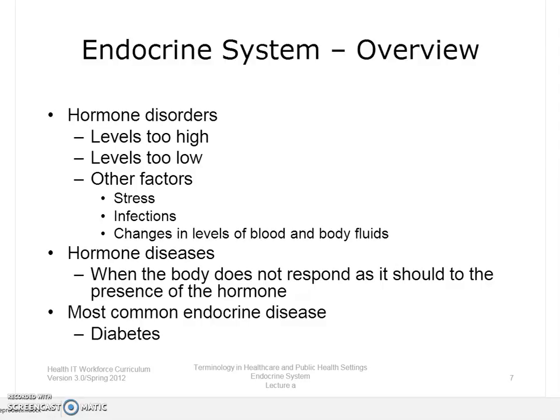Hormones are powerful. Having too little or too much of a hormone causes various hormone disorders. The level of hormones that is secreted into the bloodstream can be affected by factors such as stress, infections, and changes in the levels of the blood's fluids, causing disturbances such as electrolyte imbalances. When the body does not respond to hormones the way that it is supposed to, hormone diseases can occur. One of the most common endocrine diseases in the United States is diabetes. We will learn more about diabetes when we discuss the endocrine gland known as the pancreas.